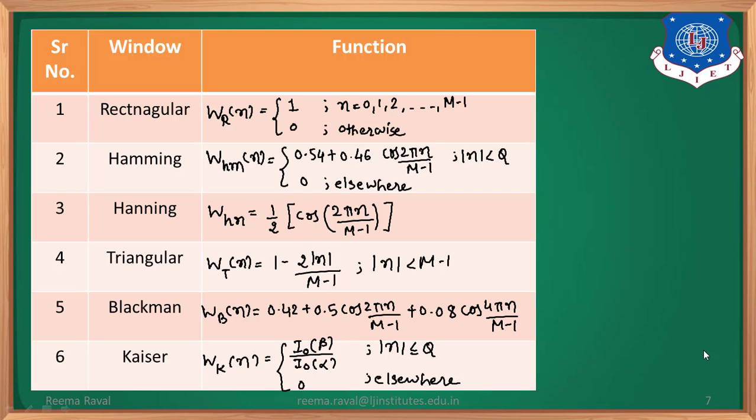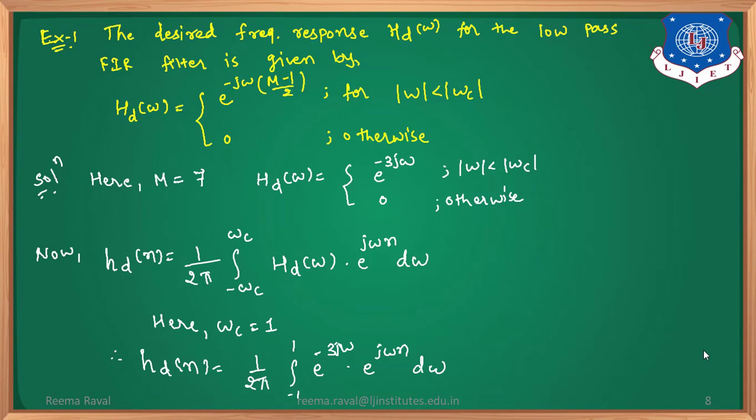Let us see the example data given to us, which is the desired frequency response HD of omega for the low pass filter FIR, given by HD of omega, that is equals to e raised to minus j omega times m minus 1 by 2 for the interval omega less than omega c, where omega c is our cutoff frequency, and it is 0 otherwise. That means outside this interval the value of this function is 0. So this is the data given to us, and we need to design the low pass filter using the rectangular window. Now how we can do this?